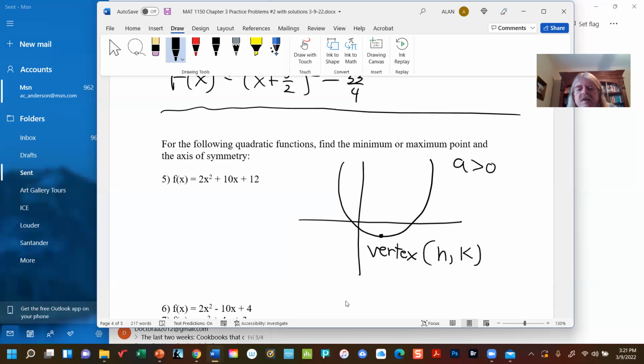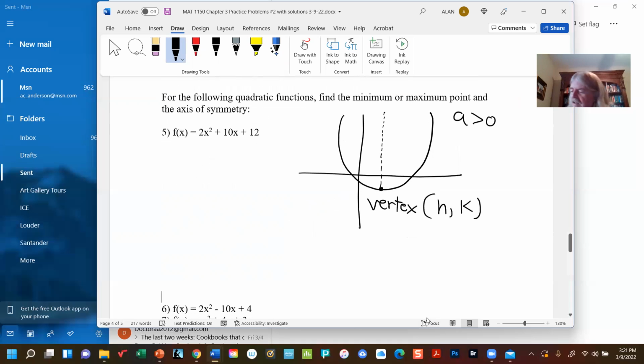The axis of symmetry is just basically the vertical line that cuts through the vertex. So what we're looking for here is basically the vertex and the axis of symmetry. This set of questions is not much different than what we were doing just a few minutes ago, except for that addition of the axis of symmetry. We're still looking for the vertex.